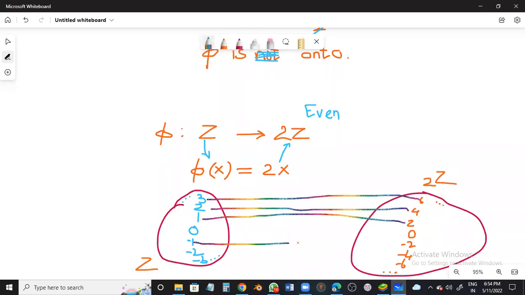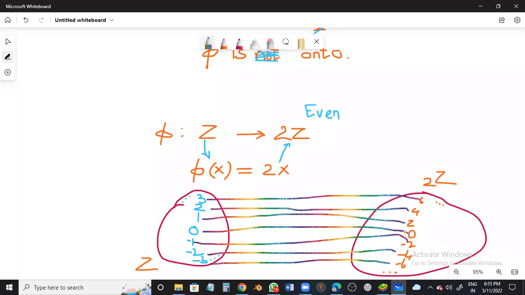Pre-image of -2 is -1. That of -4 is -2. That of -6 is -3. And that of 0 is 0. So just tell me a member of 2Z which is not having pre-image. Do you have? No, there is no number which is not having pre-image. Every member is having a pre-image, and that is where the function is onto.